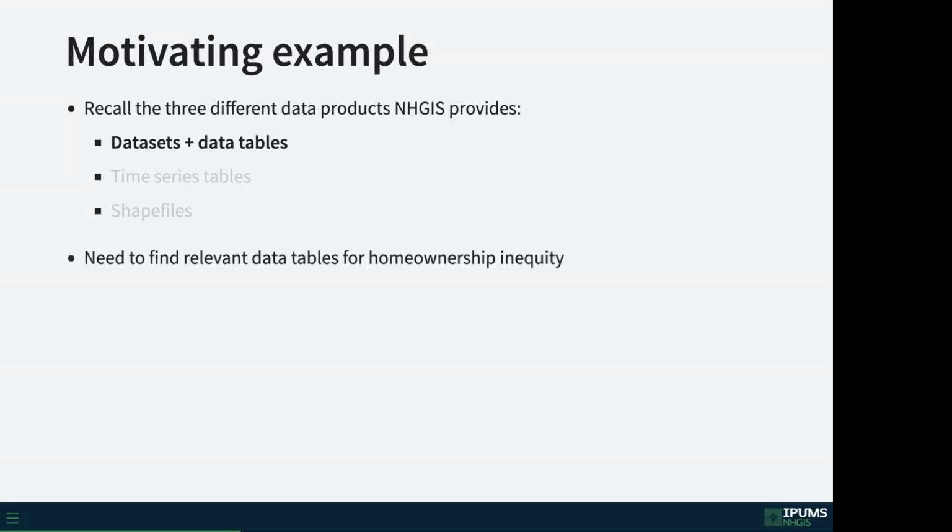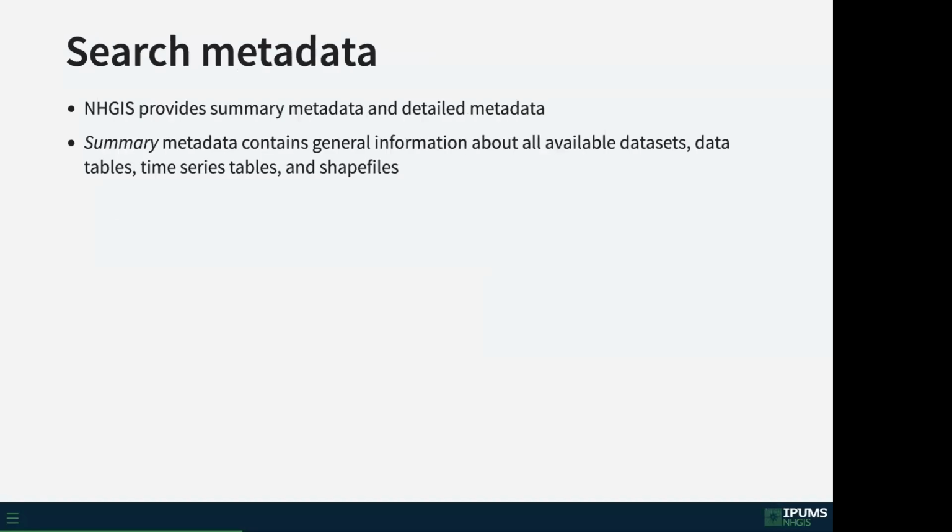So in summary, really what we're trying to do at this point is we need to find relevant data tables that contain statistics that we can use to assess homeownership inequity. And so if you are new to NHGIS or new to this topic, you might not know exactly what data is available. And so to figure that out, you can start looking through our metadata.